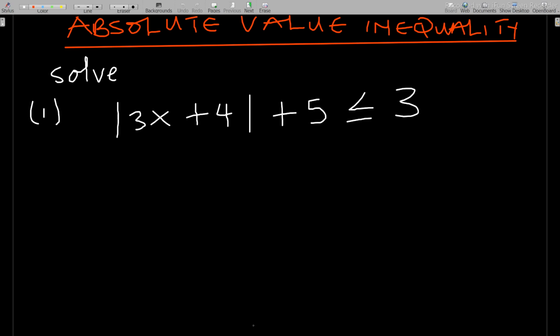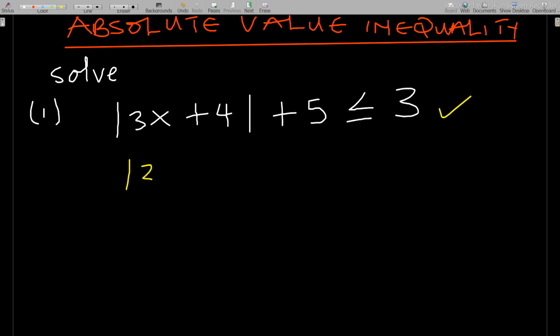Let's start. The first one is saying that we should solve this absolute value inequality problem: the absolute value of the expression 3x plus 4, plus 5, is less than or equal to 3. Before you solve this, if you remember in the absolute value equation problem, what you do is isolate the absolute value.